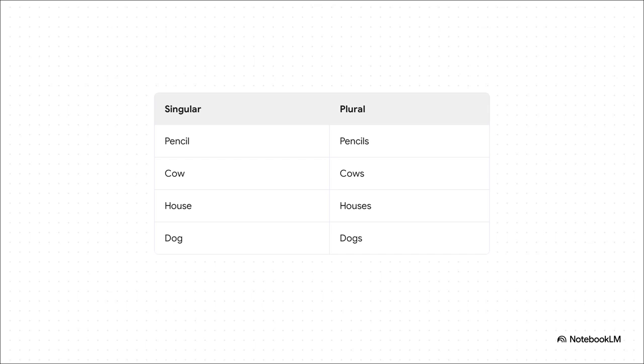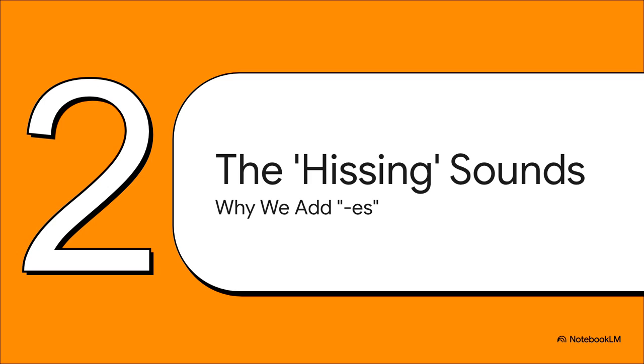You've got one pencil, now you have many pencils. One cow, multiple cows. House, houses. Dog, dogs. See? This rule works so often, it's really the foundation for everything else. Okay, ready for level 2 of our pyramid? We're talking about those hissing sounds.